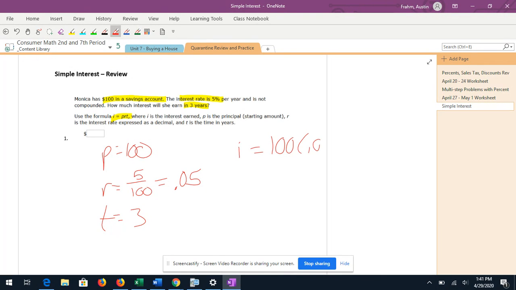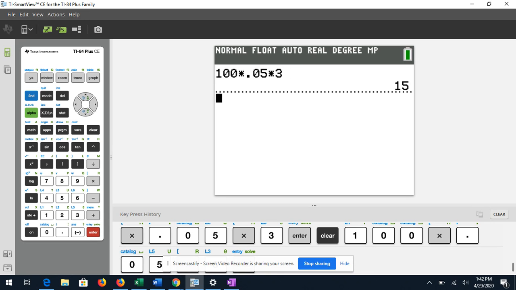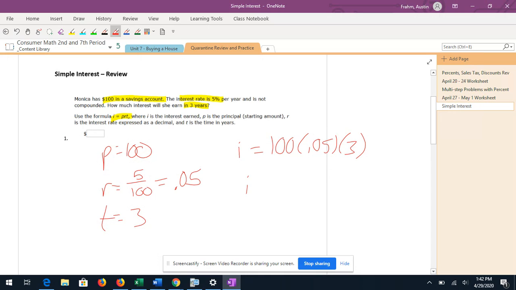So we plug these three numbers into the equation to get I. 100 times 0.05 times 3. If I do that on my calculator, I get my answer, which is $15. So after 3 years, Monica has earned $15 of interest. And that would be the answer you type in.